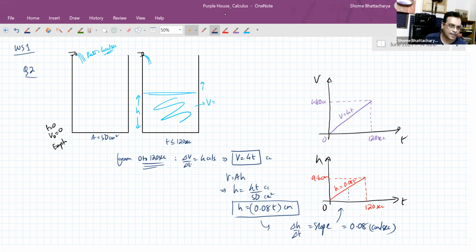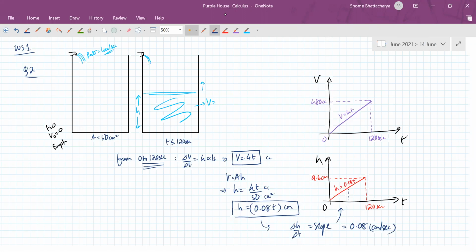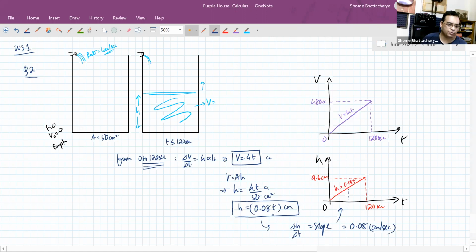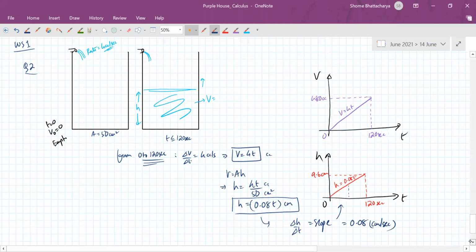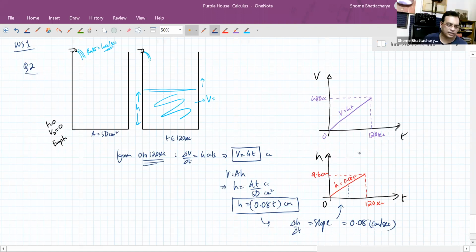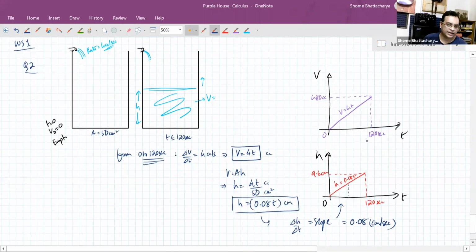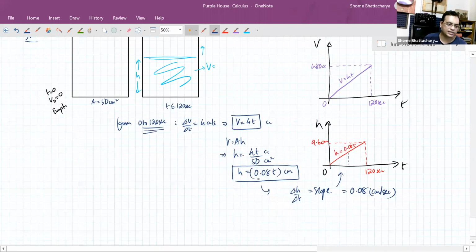Yes, beta. So can you please repeat that last part? Slope is equal to 0.08 centimeter. Because see, h is equal to 0.08 t, na? So what is the slope of this graph? Like it's starting from 0, and at any particular time t, h is 0.08 t, na? So delta h by delta t will be this factor. It's basically like a graph like this.